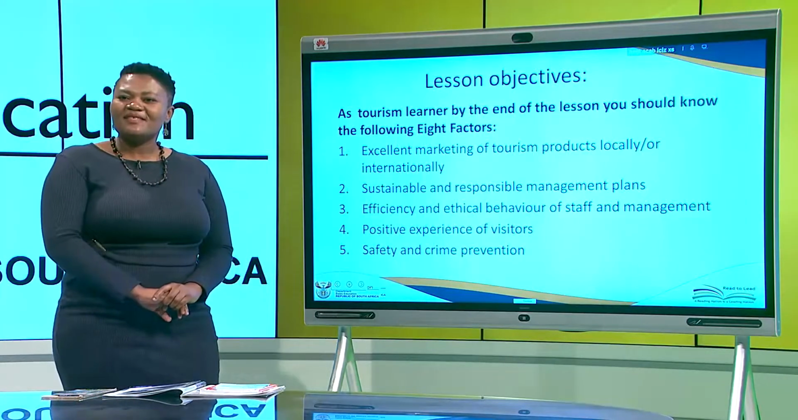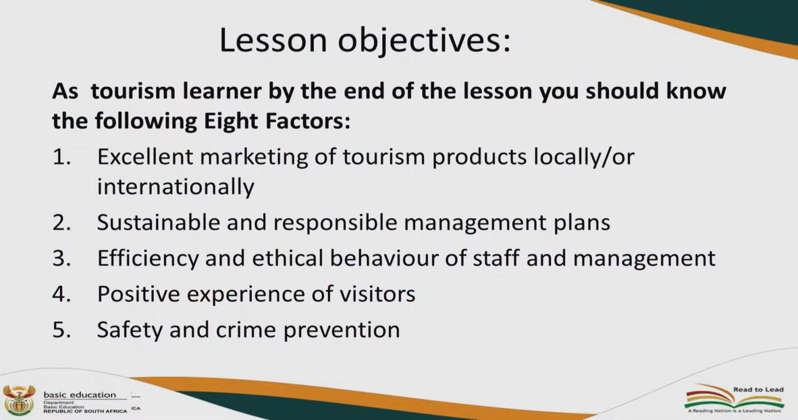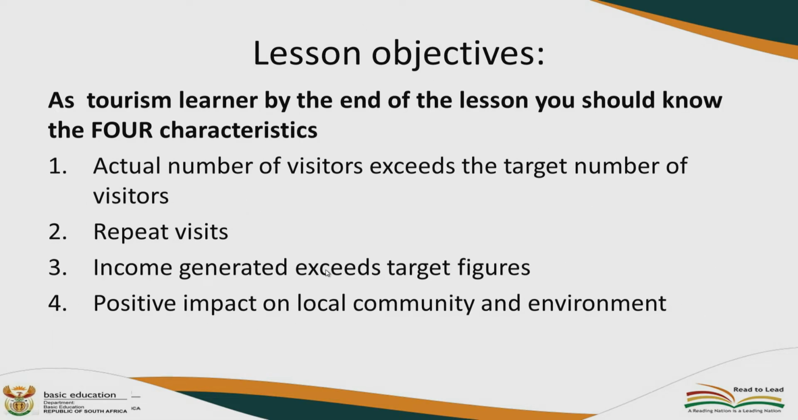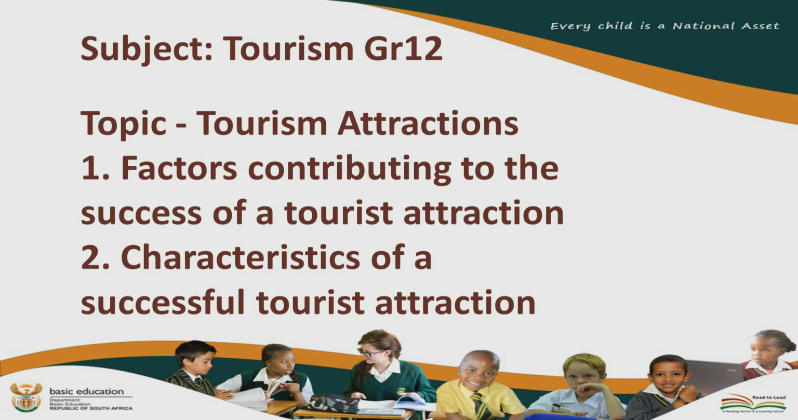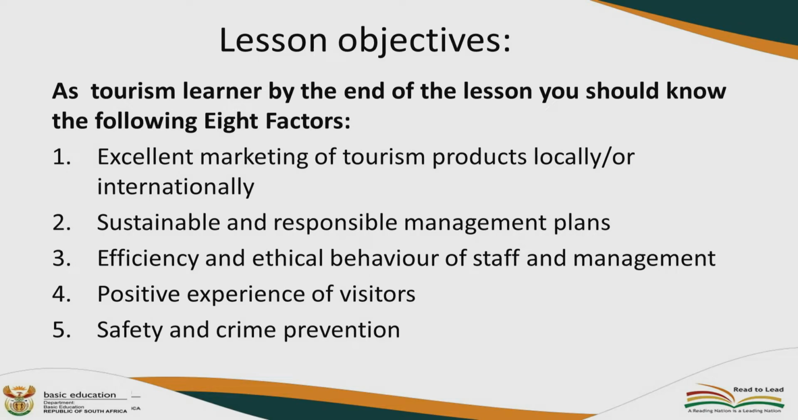The lesson objectives. As a tourism learner, by the end of the lesson, you should know the following 8 factors. The factors that contribute to the success of a tourist attraction are 8. Excellent marketing of tourism products locally and internationally is the first factor. The second one is the sustainable and responsible management plans. The third one is efficiency and ethical behavior of staff and management. Our fourth one is positive experience of visitors. And our fifth one is safety and crime prevention.